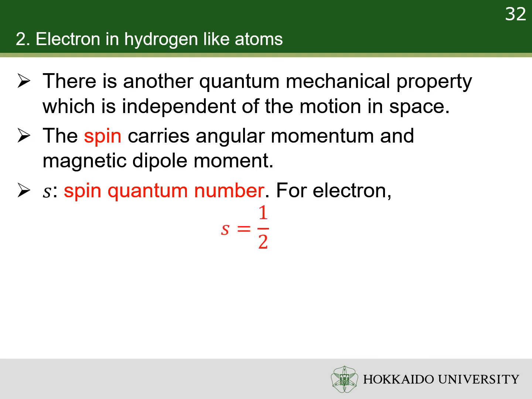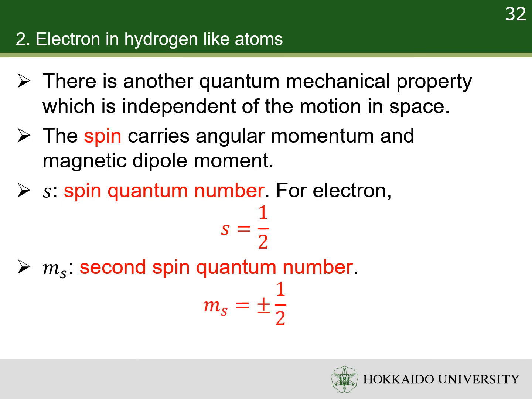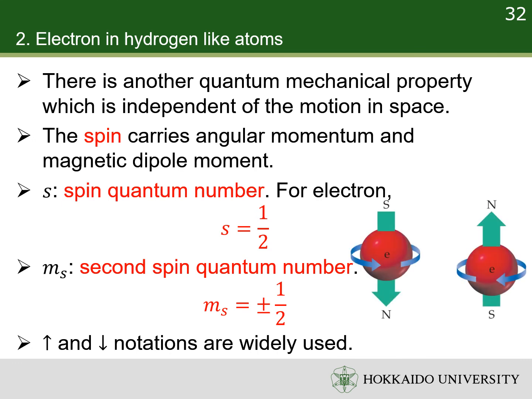The spin quantum number of electron, proton, and neutron is one half. The spin quantum number of photon is 1. The second spin quantum number determines the projection of spin angular momentum in the z direction. It is the analog to the magnetic quantum number. The second spin quantum number of an electron can be one half or negative one half. They are usually denoted by the up and down arrows. The spin can be understood from the picture of rotating charged particles. But it is a purely quantum mechanical property and is totally different from the classical rotation.